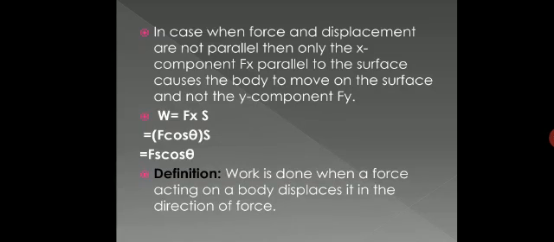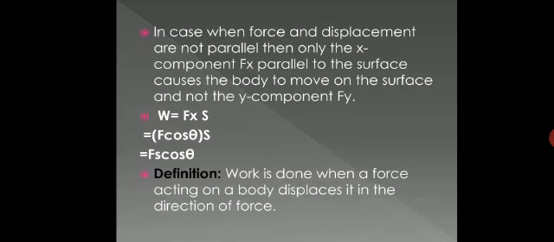Second case, if the angle between them is 90 degrees, it means force and displacement are perpendicular to each other. They are making an angle of 90 degrees with each other. Then the work done will be 0, because we know that cos 90 degrees is 0, and by the product with the force and displacement, the work done will be 0. What about the third case? What happens when force and displacement are anti-parallel to each other?